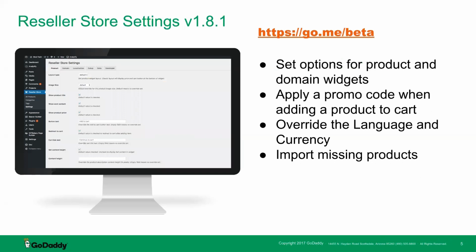Also, we have launched a beta version of the Reseller Store settings that is compatible with this v2.1 update. The Reseller Store settings plugin will be v1.8.1. You can download this plugin from go.me/beta, and this allows for setting options for product and domain widgets. It allows applying a promo code to your site when adding a product to cart, and it allows for overriding the language and currencies, as well as import missing and new products.